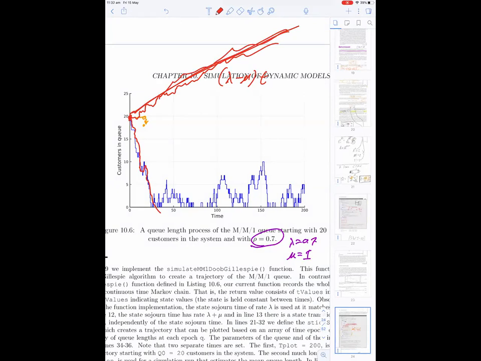So it tends to zero, but then it actually lives with these stochastic fluctuations around zero. That's the nice thing, and that's where you need stochastic analysis.